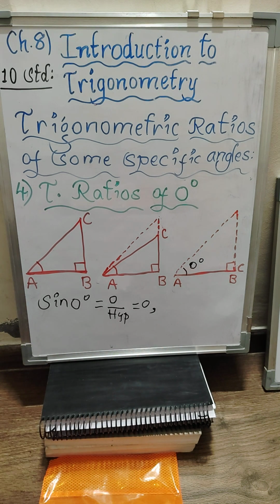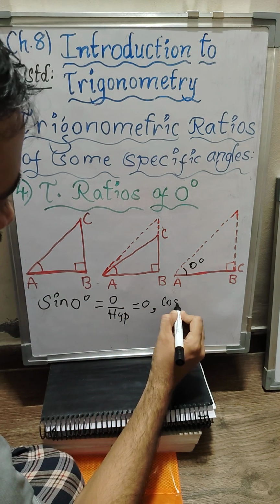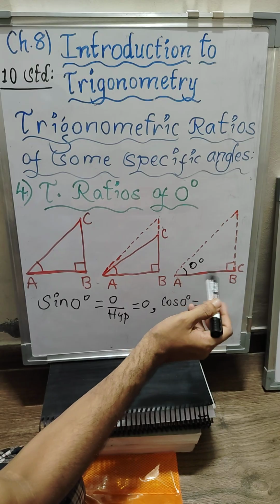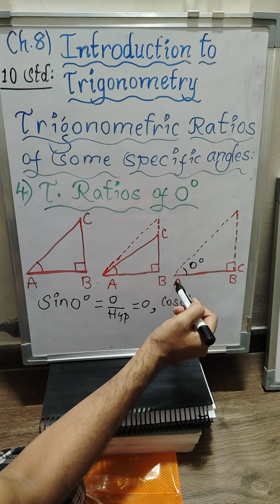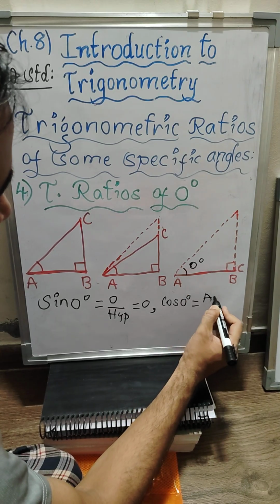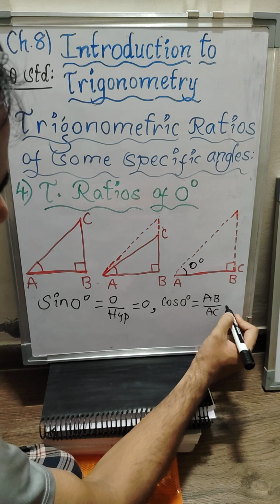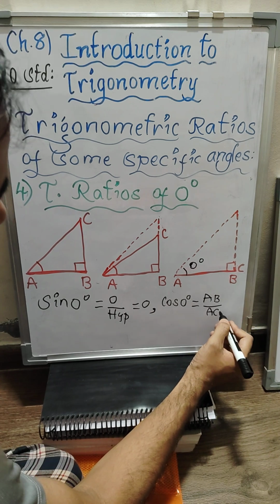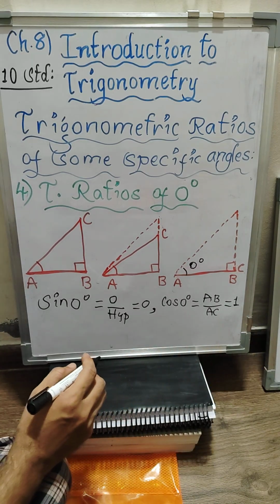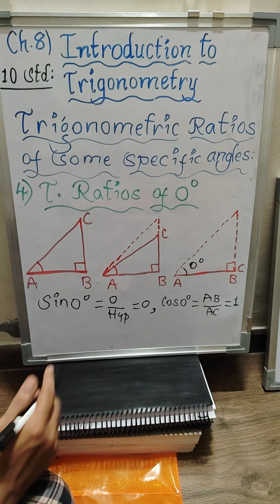Similarly, cos 0 degrees is equal to adjacent side to angle 0 by hypotenuse. Adjacent side to angle 0 is AB here. AB is almost coinciding with this AC. Hypotenuse is AC. AB by AC, both are of same length now. So something by same thing becomes 1 here. Both are equal here, AB equal to AC. So cos 0 degrees is equal to 1.